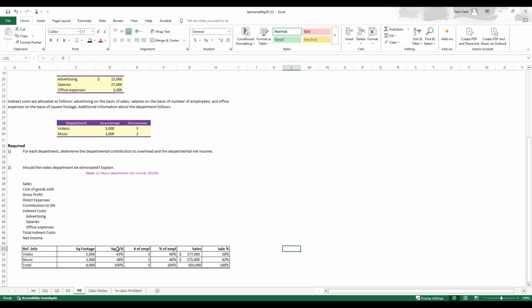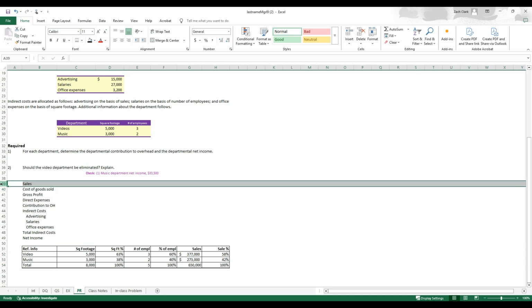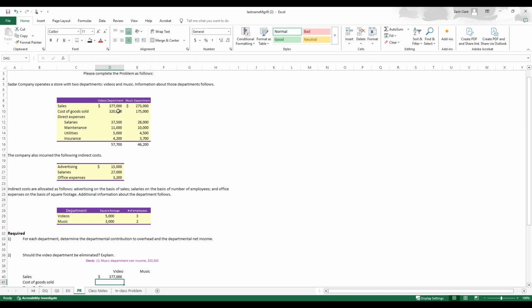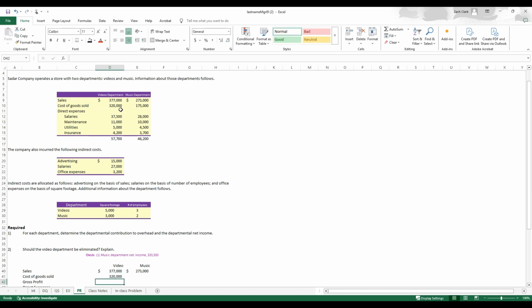Cool. Okay, so now we've got all the information basically broken out. Here's all of our allocation formulas that we needed. These are our factors that we were analyzing, and we just need to finish putting this puzzle together. So we've got the video department and the music. Actually, let me make this a little more room. We've got video and music here. Okay, that's better. And then we've got our sales for video and music, and cost of goods sold.